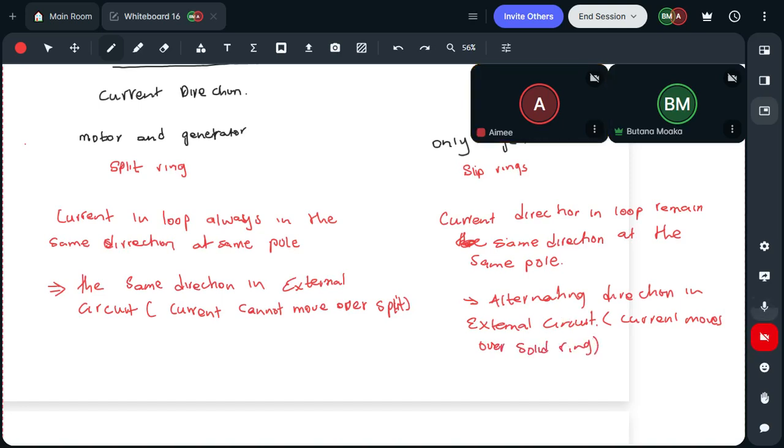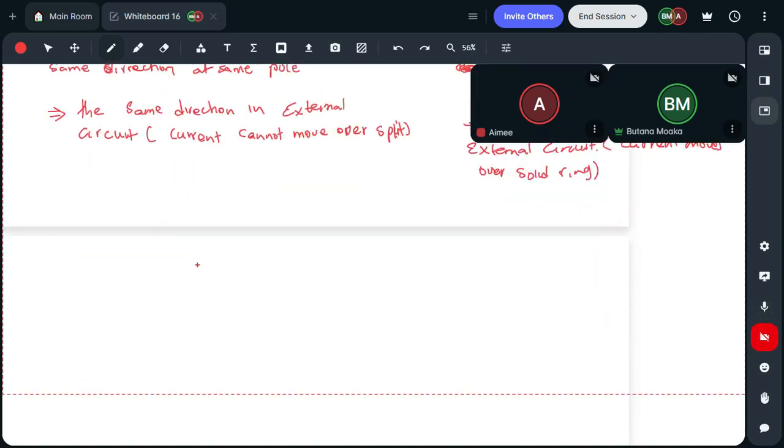Okay, and that's it for this one. I just want us to talk about the current size in motors and also in generators so that we can do some of the calculations, okay?